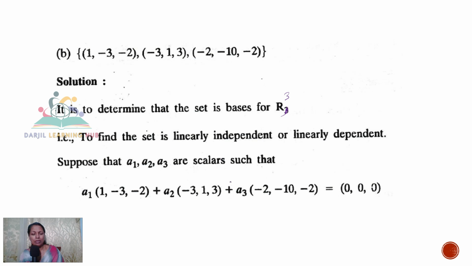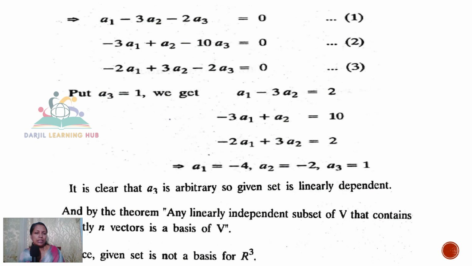If dependent, we cannot talk about the term basis. If linearly independent, we can say yes, these are the 3 vectors which are also a basis of R power 3. For that we can solve. We will find a1 not equal to 0, a2 not equal to 0, a3 also not equal to 0. Therefore the given set of vectors is not linearly independent, that is, linearly dependent. If it is linearly dependent, we cannot say these are a basis. So since it is linearly dependent, the given set of vectors is not a basis of the given vector space V.